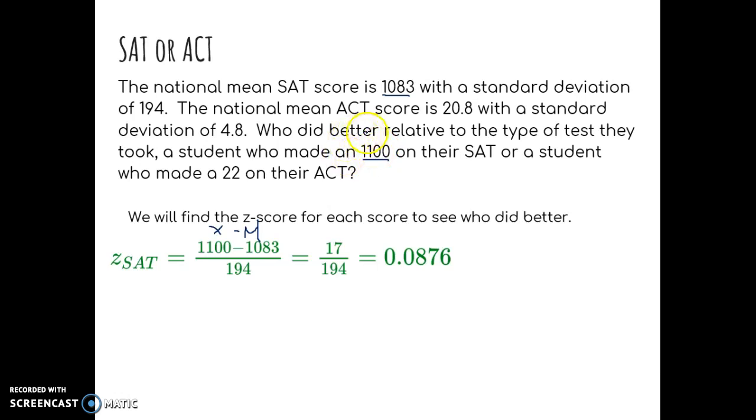Next, we want to find the z-score for the ACT. Again, we're going to do the score we're converting, which is 22, minus the mean. The mean of the ACT score is 20.8. So we're going to do 22 minus 20.8, and we're going to divide by the standard deviation of 4.8. So the z-score of the ACT is 22 minus 20.8 over 4.8. 22 minus 20.8 is 1.2. When we divide by 4.8, we get 0.25.